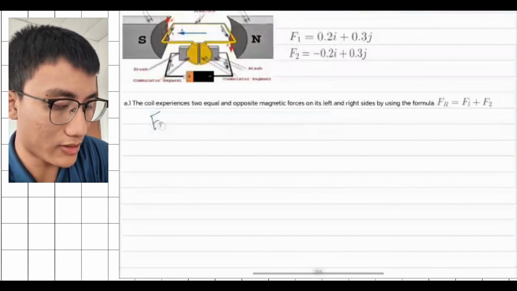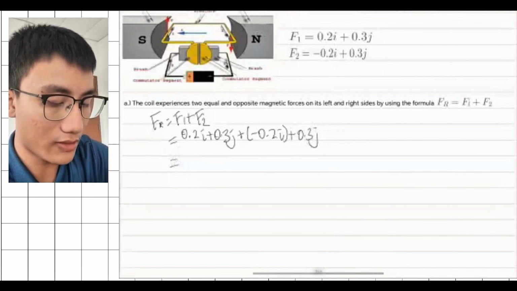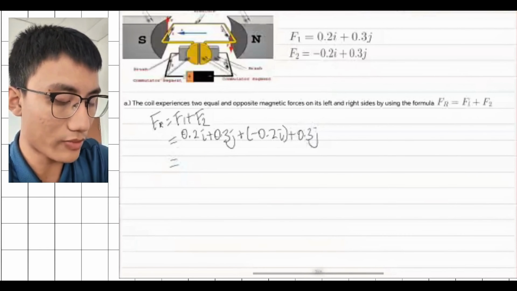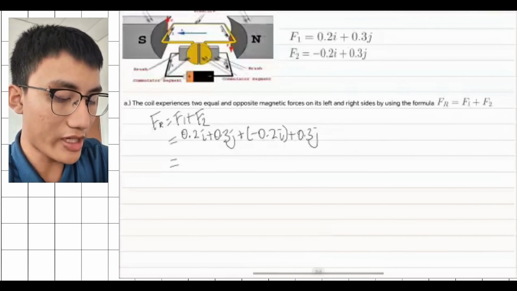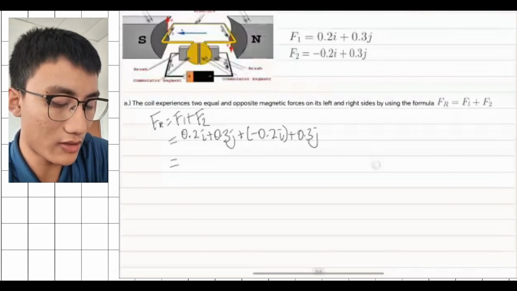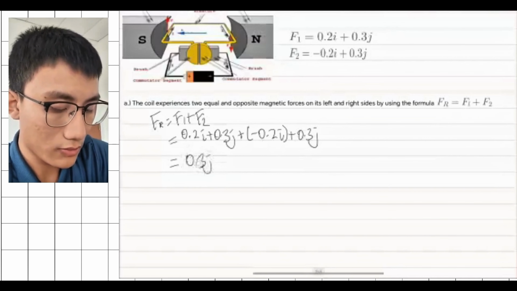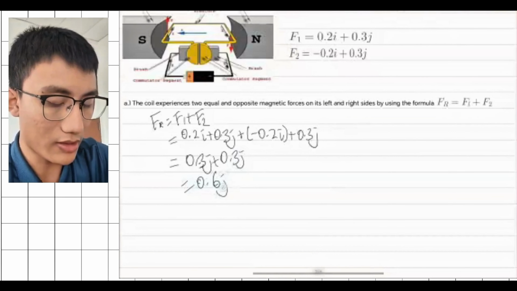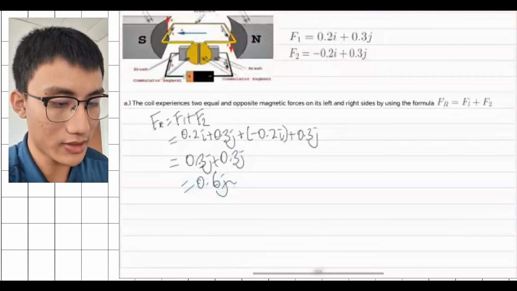0.2i plus 0.3j plus negative 0.2i plus 0.3j. Now we can see that 0.2i and negative 0.2i, if they add together, they will get 0, so we can just ignore it. So we can just solve j: 0.3j plus 0.3j, so we will get 0.6j for the Fr answer.